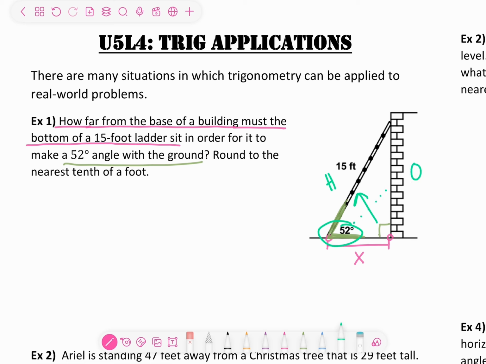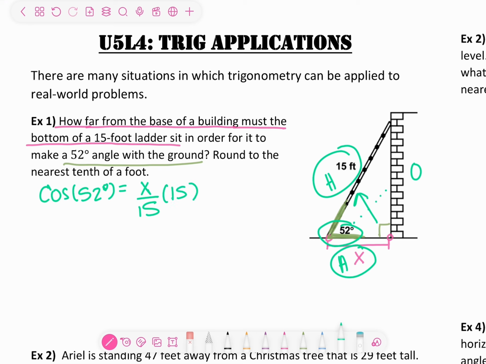O is the brick wall, and adjacent is X. So we're looking for cosine here. Okay. So cosine of my reference angle of 52 degrees is equal to A over H. So X over 15. Solve for X by multiplying by 15. Make sure your calculator is in degree mode, and then just multiply 15 times the cosine of 52. And you should get about 9.2349, etc.